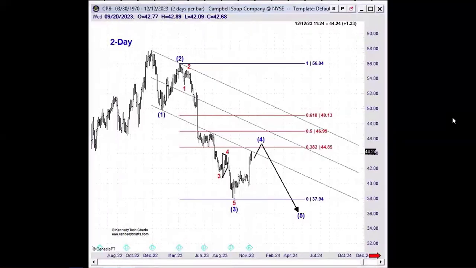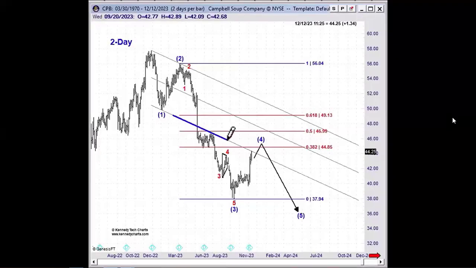Now let's look at a 5-wave move in a bear market or a downtrending market. Here we have Campbell Soup Company, and off the high that occurred back in December of 2022, we have an impulsive decline for wave 1, then we have our counter trend move. The reason I'm confident in identifying the low here at 37.94 as wave 3 is because we did fall below the lower boundary line of a base channel.